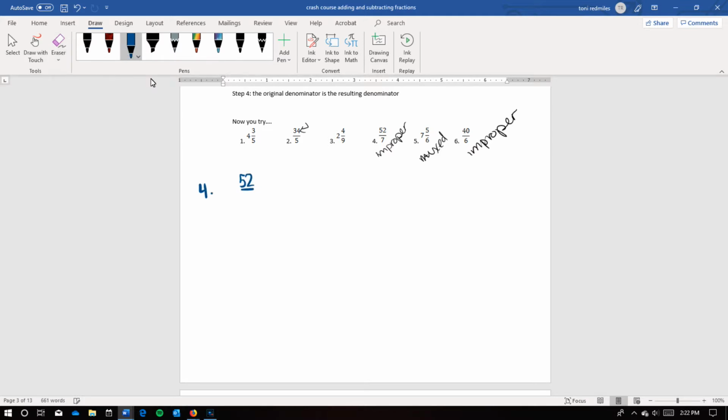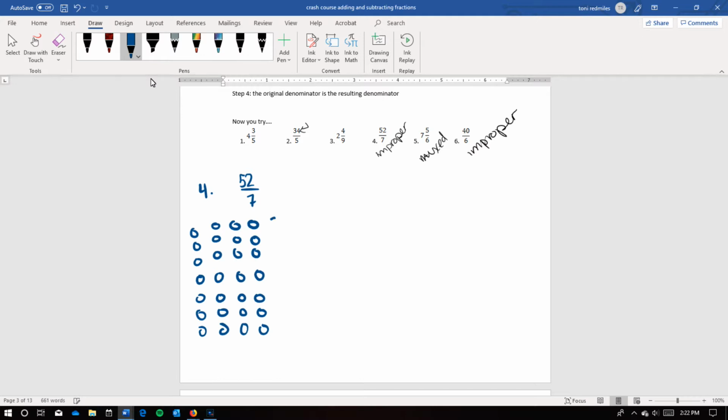And remember, we can either model that by drawing out our 52 pieces. 1, 2, 3, 4, 5, 6, 7, 8, 9, 10, 11, 12, 13, 14, 15, 16, 17, 18, 19, 20, 21, 22, 23, 24, 25, 26, 27, 28, 29, 30, 31, 32, 33, 34, 35, 36, 37, 38, 39, 40, 41, 42, 43, 44, 45, 46, 47, 48, 49, 50, 51, and 52.